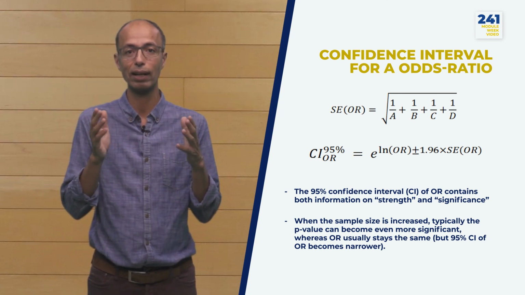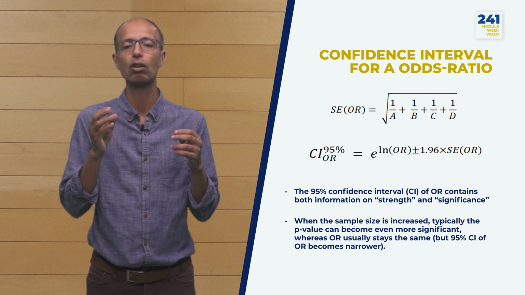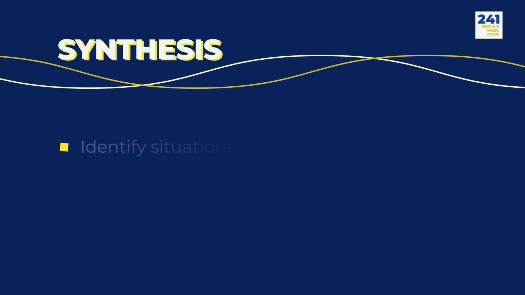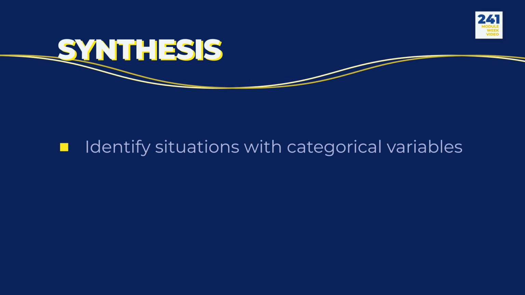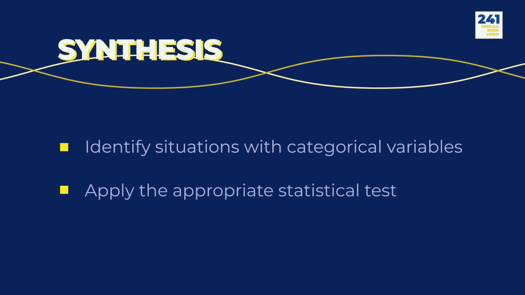Odds ratio and relative risk are a special class of statistics called effect size. In the next video of this course, we will deal with the effect size issue. I hope after this video, you are able to identify properly situations in which your variables are categorical and apply the appropriate statistical test.